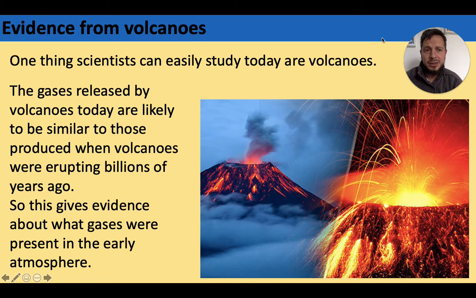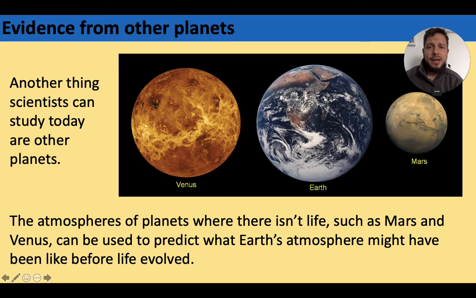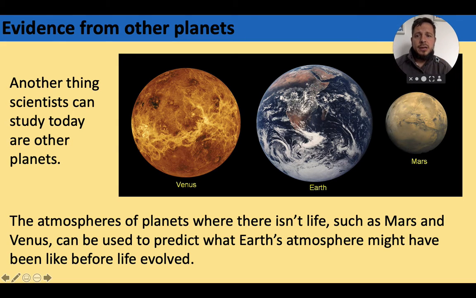The other place we can look for evidence is on other planets. We've got atmospheres on Venus and Mars, and there's no life on these planets. So these give us a good idea of what an atmosphere on Earth would look like if there wasn't life present. We could see what gases are present on Venus and Mars today, and that might suggest what the Earth's early atmosphere was like as well.